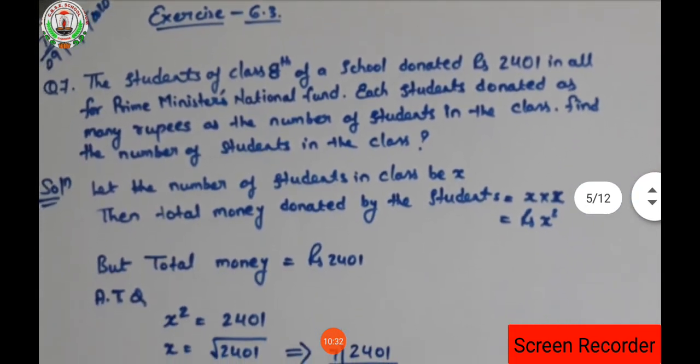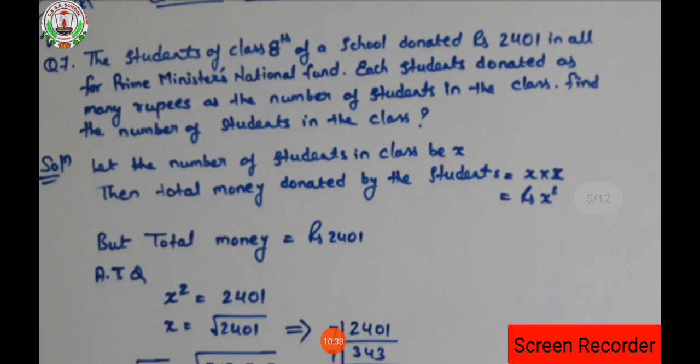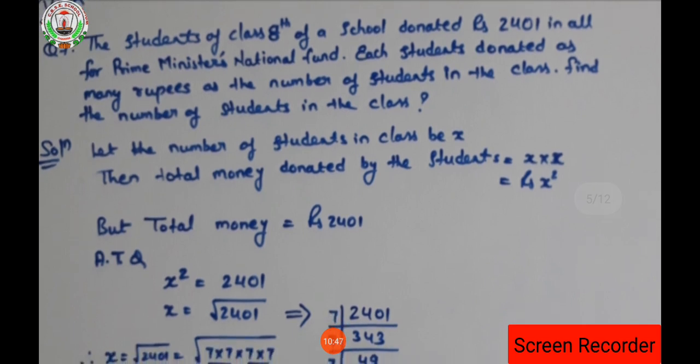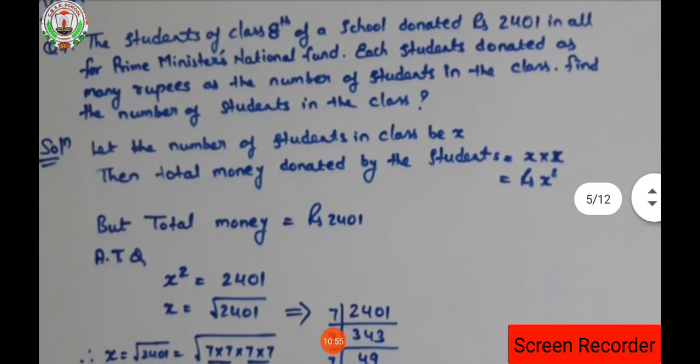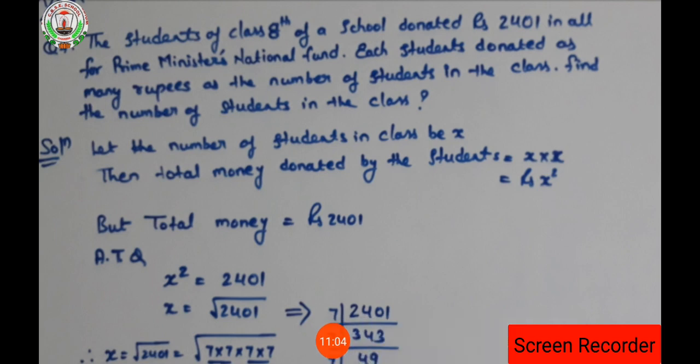Now the next one we have is 6.3, question number 7. I am reading out the question. The students of class 8 donate rupees 2401 in all for the Prime Minister National Fund. Each student donates as many rupees as the number of students in the class. Find the number of students in the class.